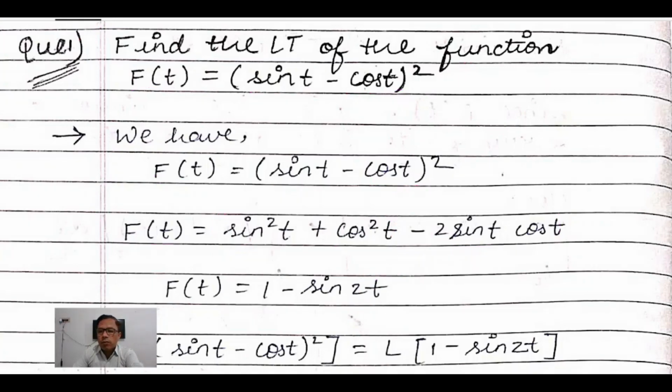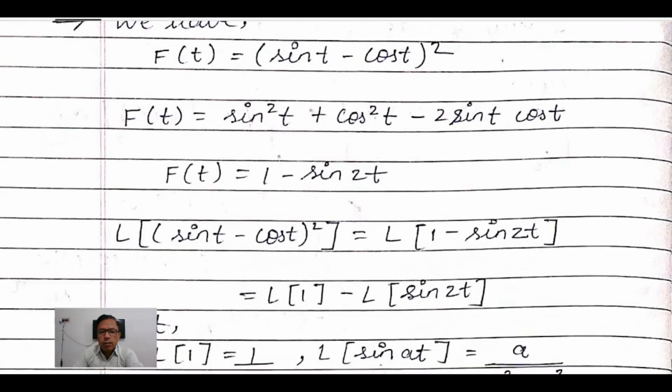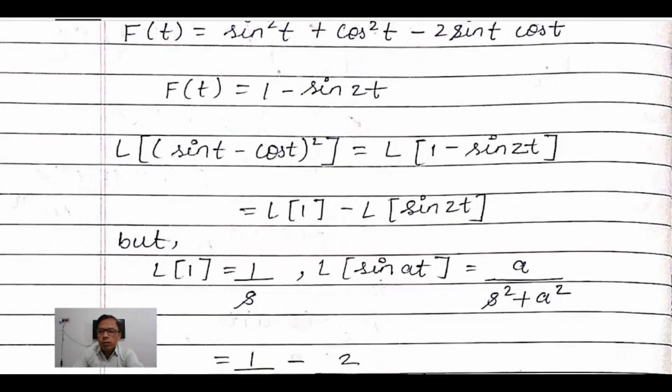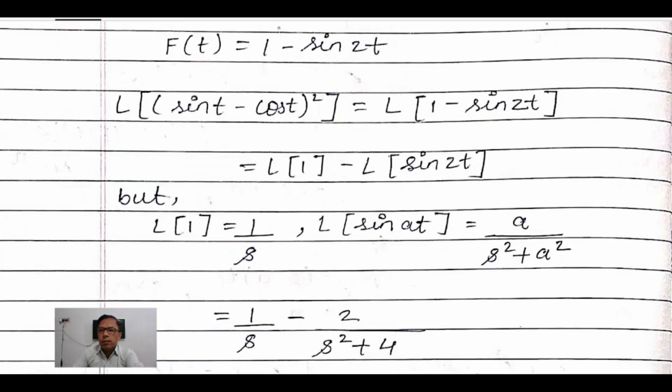So our question is converted into this term. We have, by using the linearity property, Laplace of 1 minus Laplace of sin 2t. We know that Laplace of 1 equals 1 upon s, and Laplace of sin at equals a upon s square plus a square.